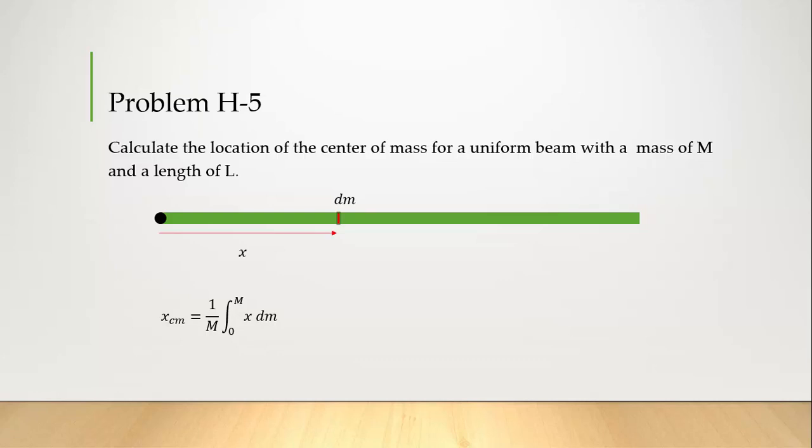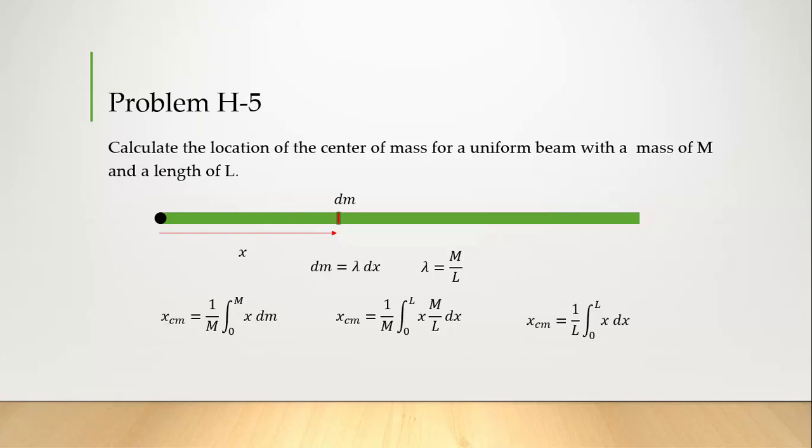So we're going to do the same defining things. I'm going to say center of mass is 1 over m times the integral from 0 to m of x dm. I still need to define dm. I'm defining dm the same way. Dm is lambda dx, same thing that I just had. For this uniform beam, lambda is m over L. And so I can plug that in. And so I get 1 over m times the integral from 0 to L of x m over L dx.